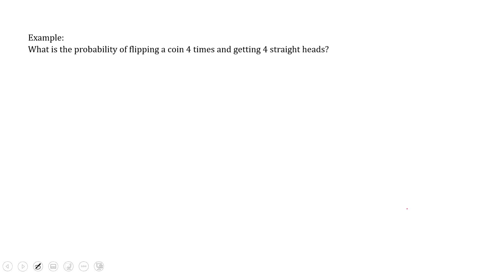So here's our other example. What's the probability of flipping a coin 4 times and getting 4 straight heads? I just talked you through it. Take a minute, figure out the answer, and enter it in Edpuzzle.